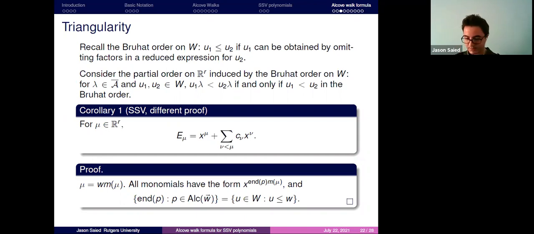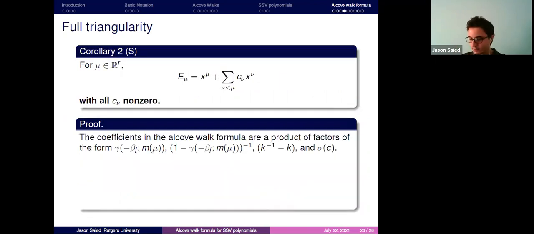Okay. So what's nice about this is we can actually improve this triangularity a little bit. So I've been calling this full triangularity. And the point is that not only do we have this triangularity result, but also all of those C nus are known to be non-zero. So we know precisely which powers of X are going to appear in our SSV polynomial. And I don't know who first proved this result, but I know that Siddharth has a proof of it in the Macdonald case.